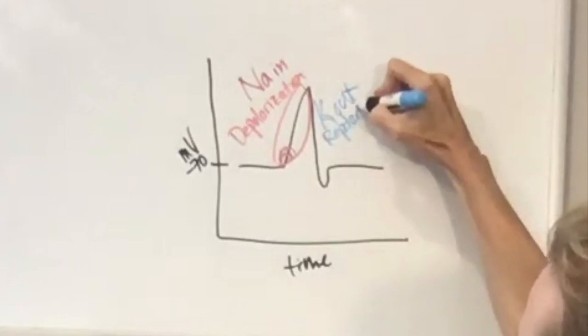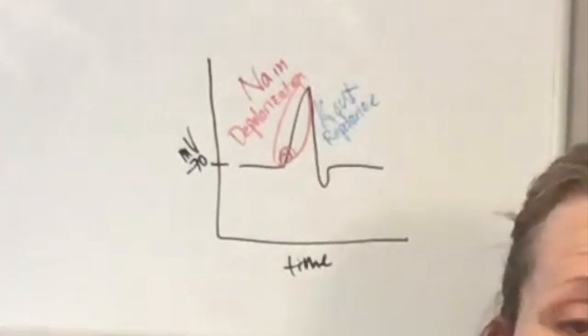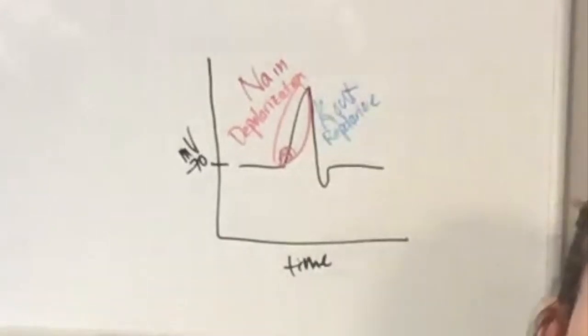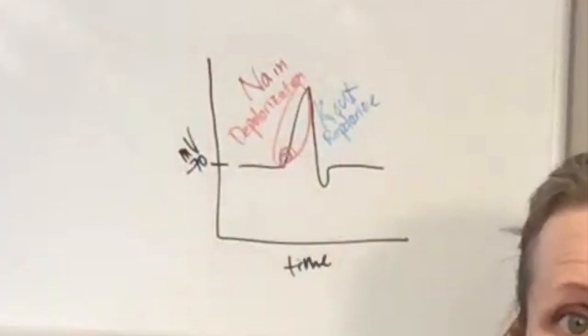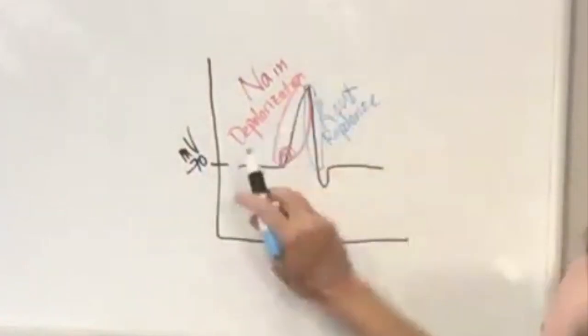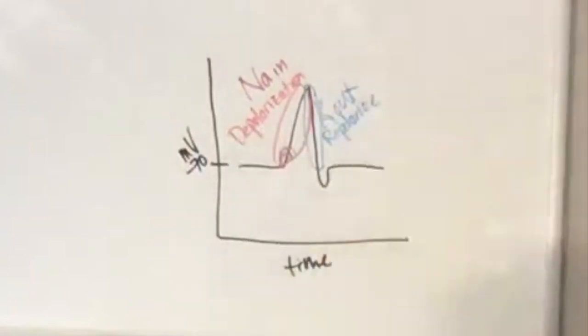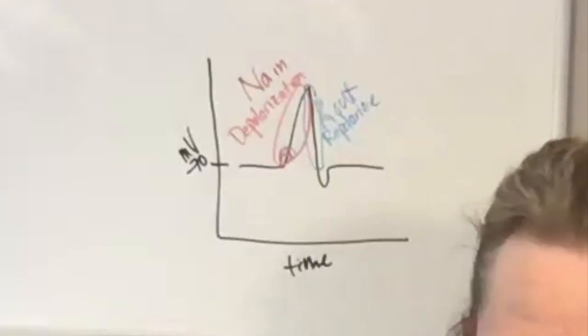repolarize. So this idea that when the potassium goes out, the positive ions are going out and the cell will then start to become more negative. This is this whole downward slope. So sodium causes the depolarization, potassium causes the repolarization.